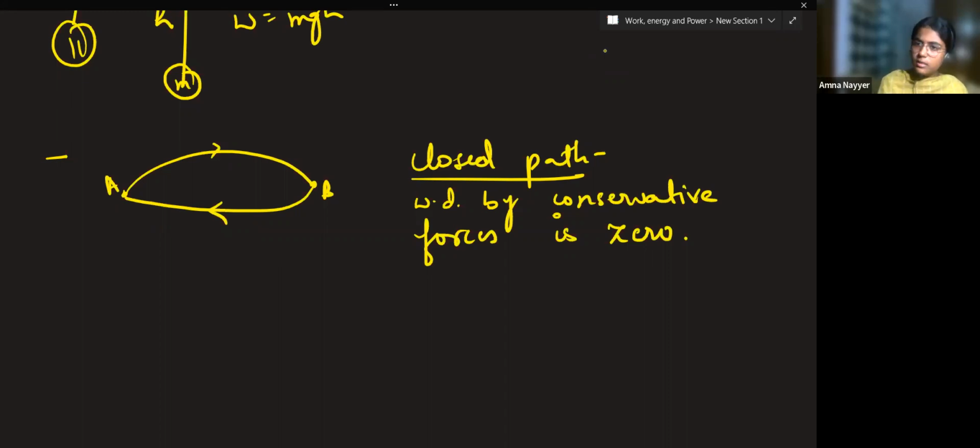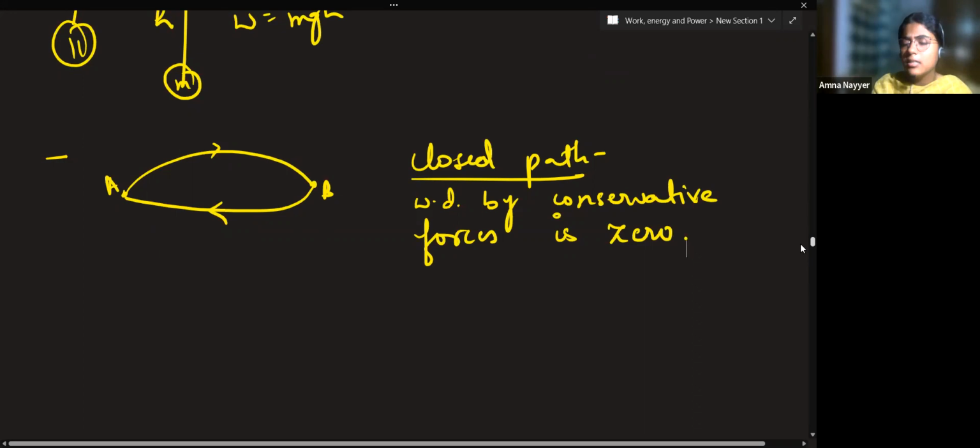See, wherever you're not understanding, just ask. I'll repeat the point. It is 0. If initial point is this, you take a turn, you come at exactly at this point, there is no displacement, so it is 0. That's why for closed path, you have work done as 0.